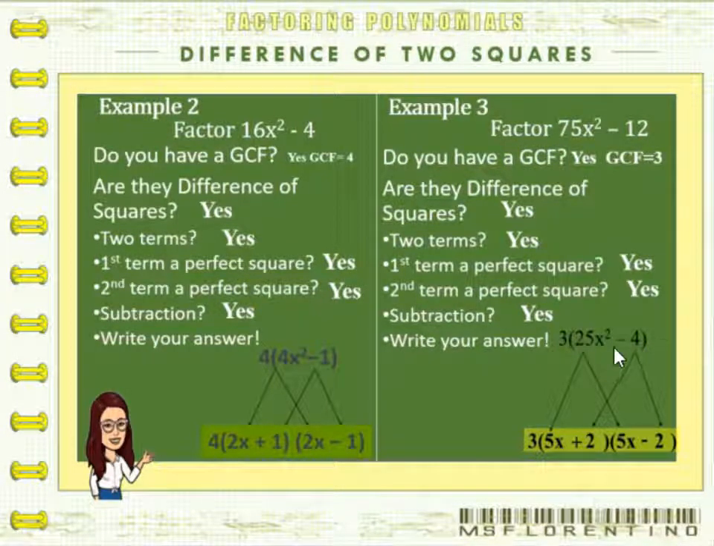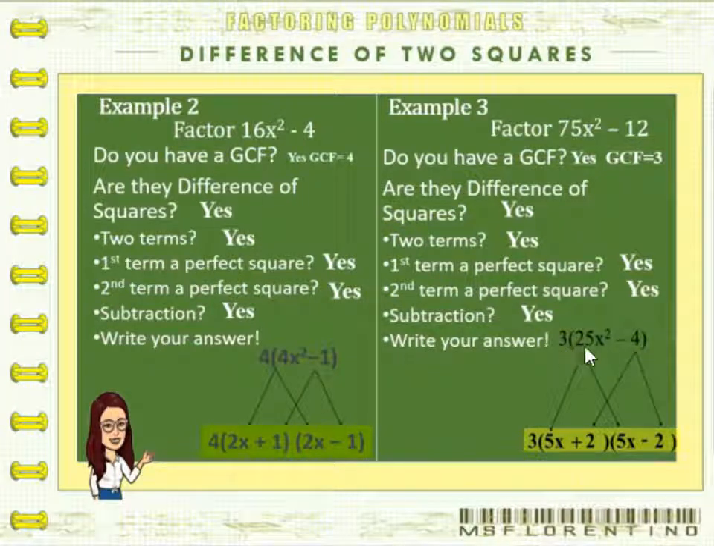Next, is 25x squared minus 4 factorable? Is it a difference of squares? Do we have two terms? Is 25x squared a perfect square? What about 4? The answer is yes. So we factor again 25x squared minus 4 since it's a difference of two squares.